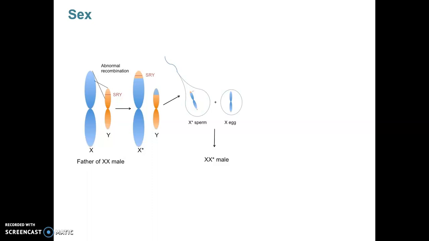When eggs and sperm are being made through the process of meiosis, chromosomes exchange genetic information through crossing over. And normally, only chromosomes that carry the same genes will exchange genetic information with each other.